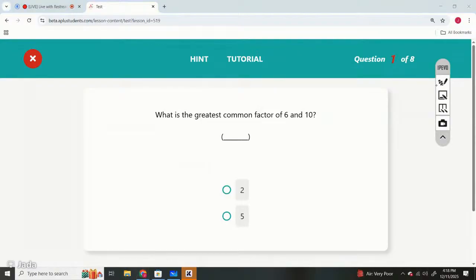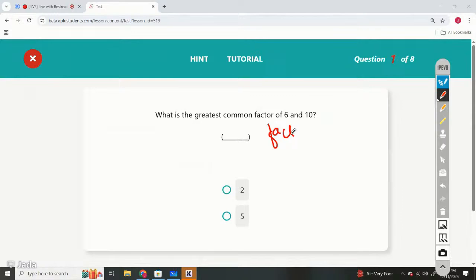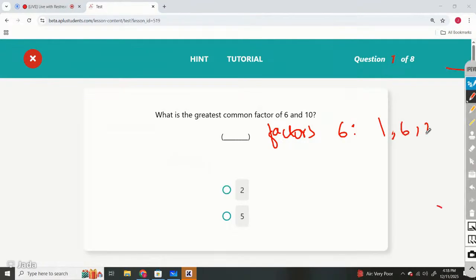So let's just write down the factors of 6. 1 times 6 is 6 and 2 times 3 is 6. These are the factors of 6, right?